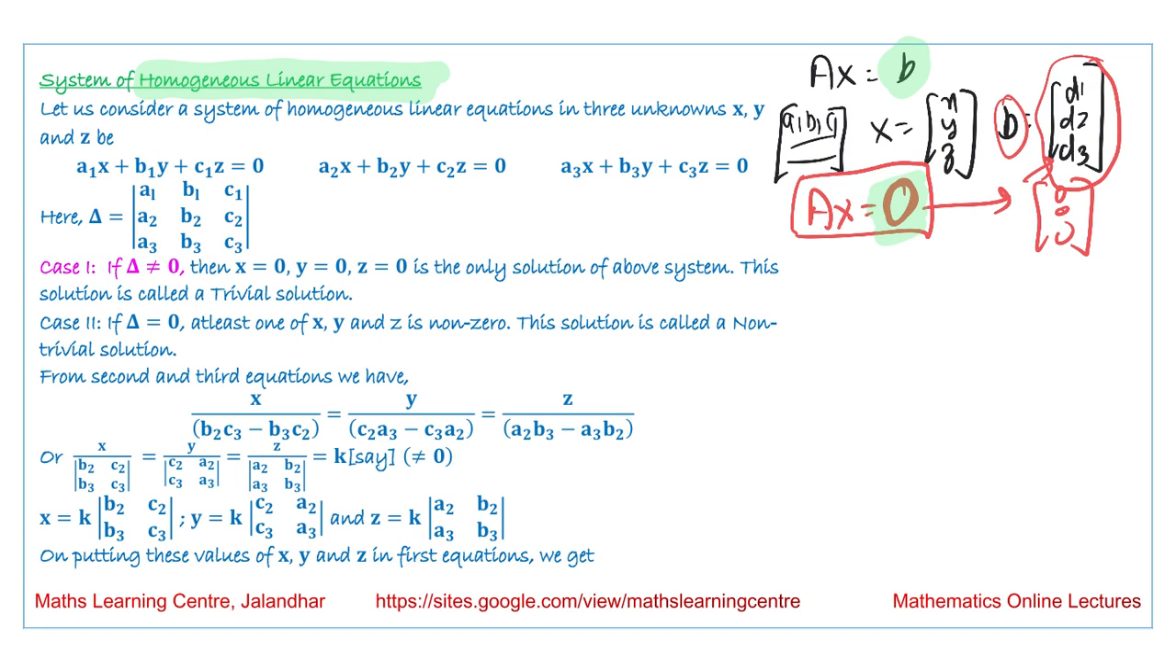So we write this system in the form a1x plus b1y plus c1z is equal to 0, then a2x plus b2y plus c2z is equal to 0, then a3x plus b3y plus c3z is equal to 0.